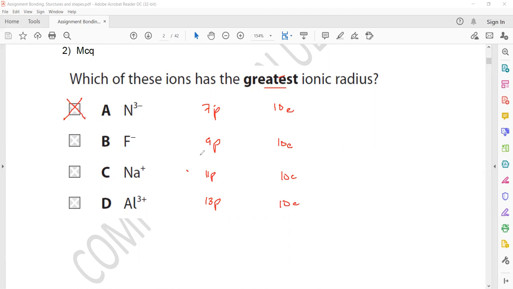And which will have the smallest ionic radius? You can see 13 protons are pulling the 10 electrons, so this will be the smallest ionic radius. And this will be the largest or greatest ionic radius.